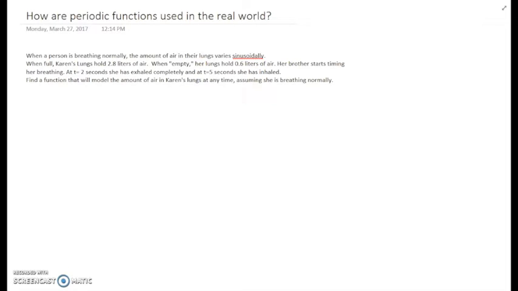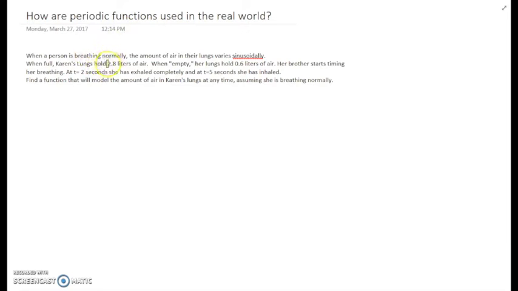I'm going to read the question. When a person is breathing normally, the amount of air in their lungs varies sinusoidally. When full, Karen's lungs hold 2.8 liters of air. When empty, her lungs hold 0.6 liters of air. Her brother starts timing her breathing. At t equals 2 seconds, she has exhaled completely, and at t equals 5 seconds, she has inhaled completely. Find a function that will model the amount of air in Karen's lungs at any time, assuming she's breathing normally.